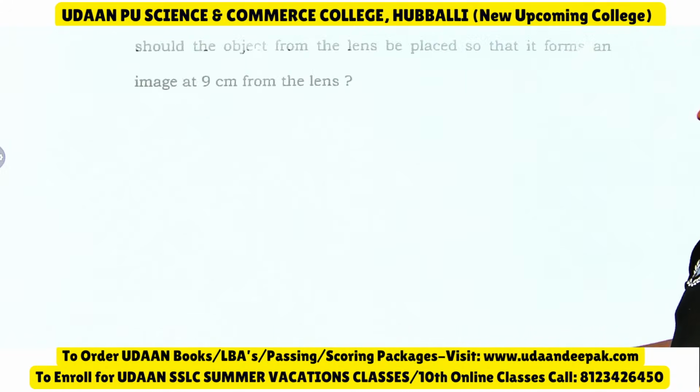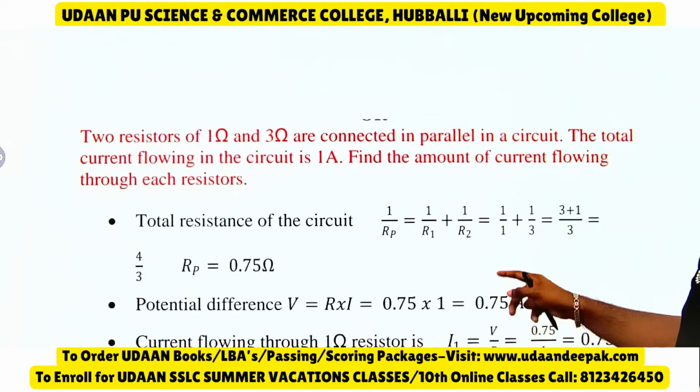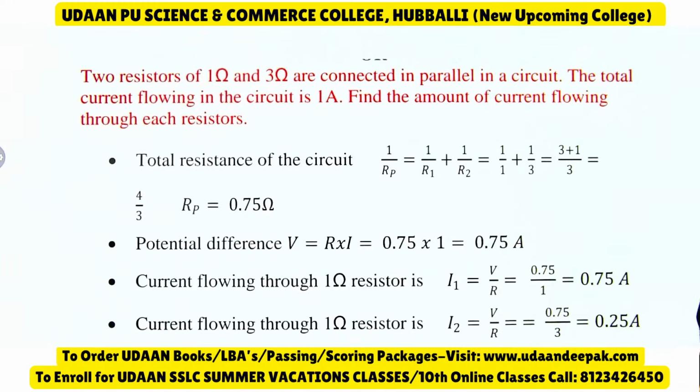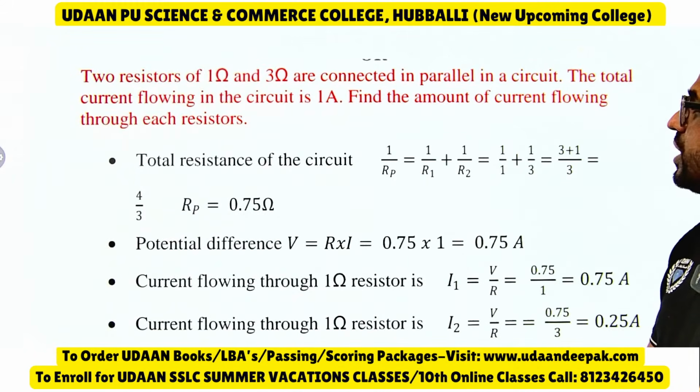Now coming to the next set of questions. See, here it is already solved. Two resistors, 1 ohm and 3 ohm, are connected in parallel in the circuit. The total current flowing in the circuit is 1 ampere. Find the amount of current flowing through each resistor. See, the total current is 1 ampere.